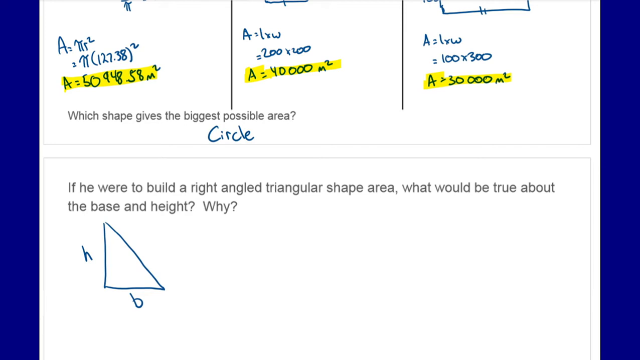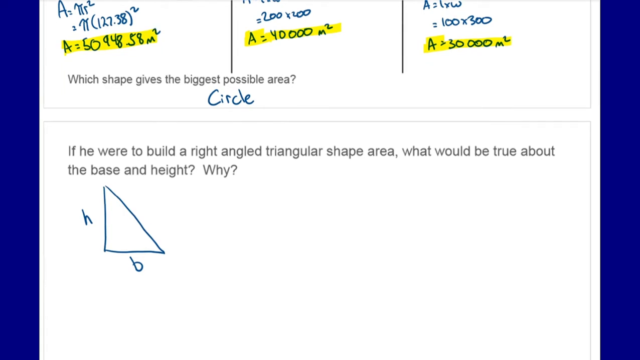What would be true about the base and the height? If we wanted to think about what we've already looked at, if he was going to build a right angled triangular shaped area, we would find that the base and the height are the same.